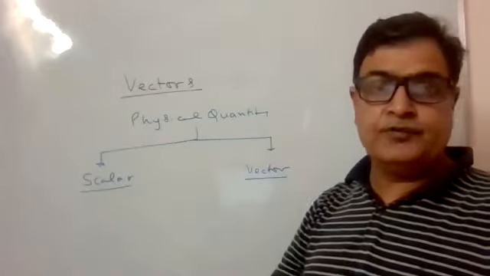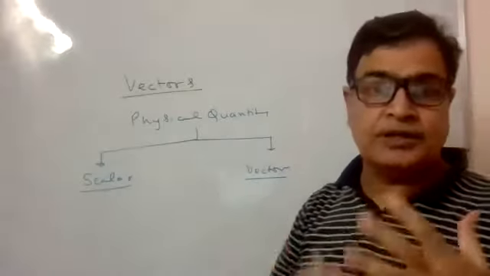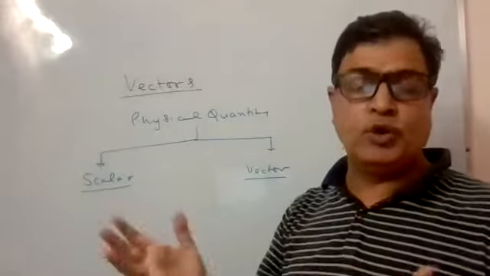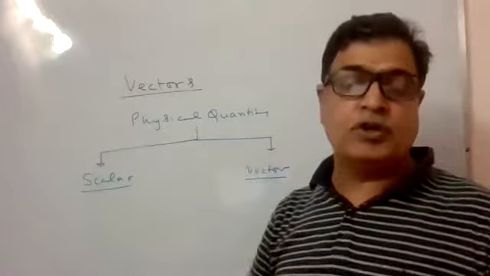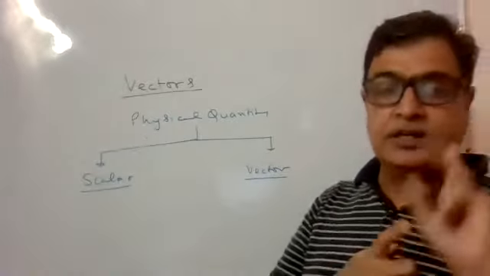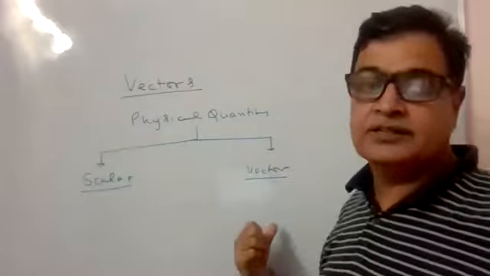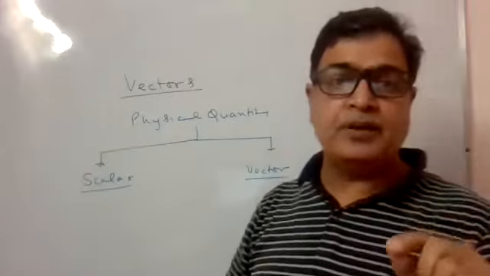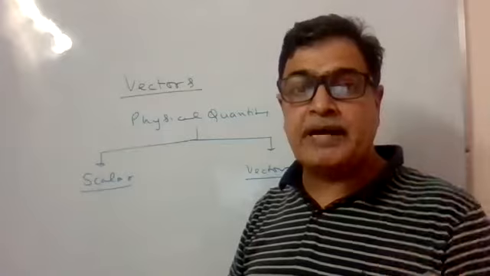Any physical quantity means a quantity which can be used to measure things, or a quantity which can be measured. Just say length, breadth, volume, these are all quantities which you can measure. That is called a physical quantity. There are two types of quantities. Physical quantity is divided into two parts: one is the scalar quantity, another is the vector quantity. A scalar quantity is a quantity which can be completely expressed by its magnitude only.